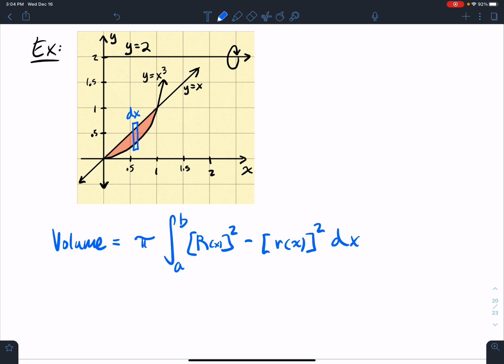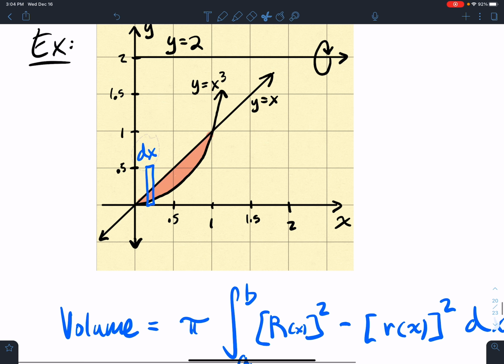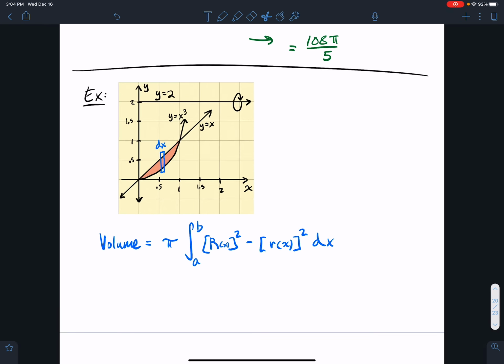So the first thing that I do is figure out where my bounds start and stop. I'm going to be adding rectangles from, well, it looks like 0 up to probably 1. But how do we check this? How do we do a bit better than looking?